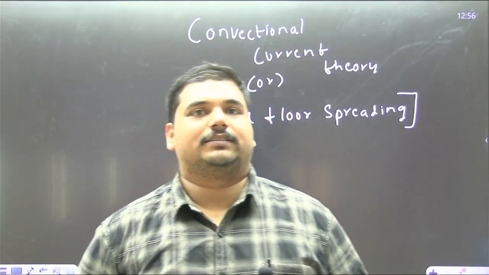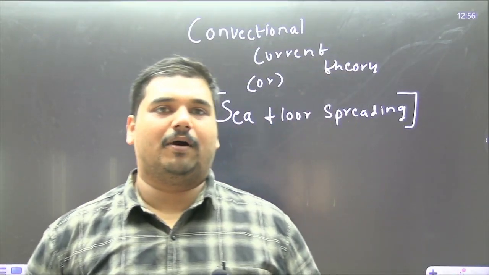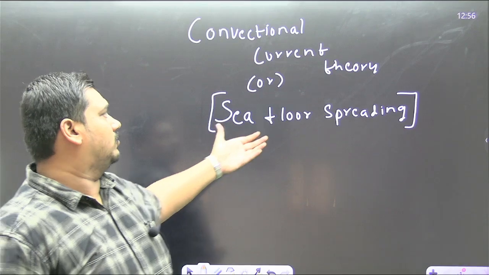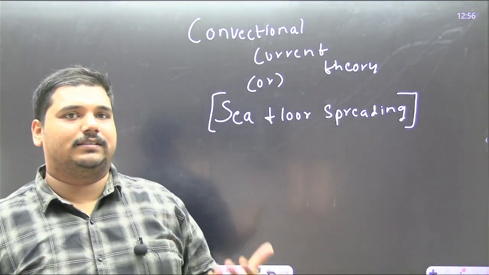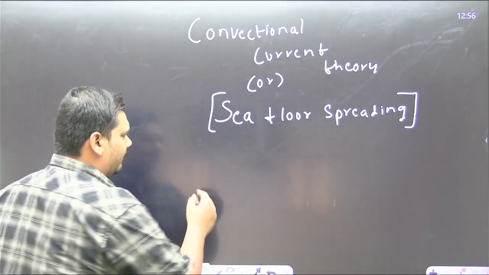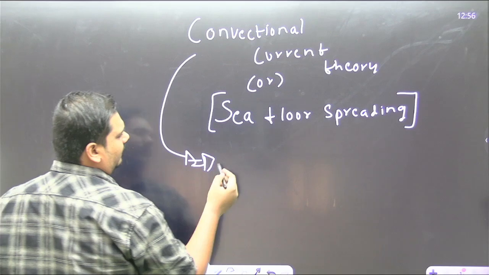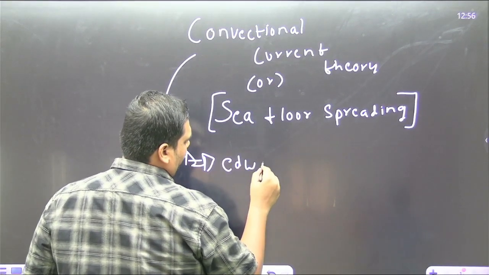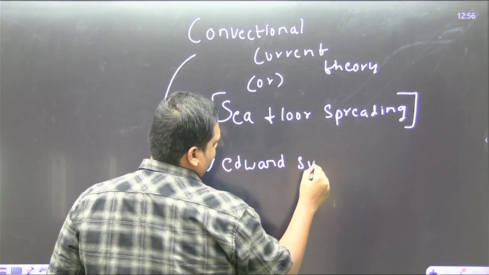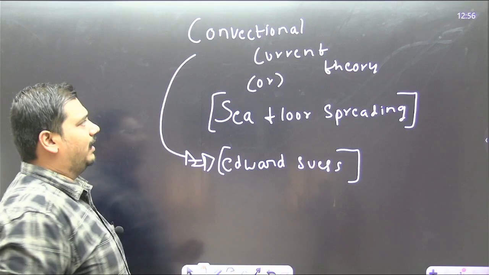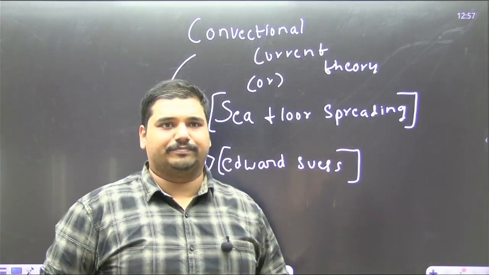Hello dear students, today we shall be discussing the convectional current theory, also called seafloor spreading. The person who postulated this theory was Edward Suess. He was the person who came up with the convectional current theory.